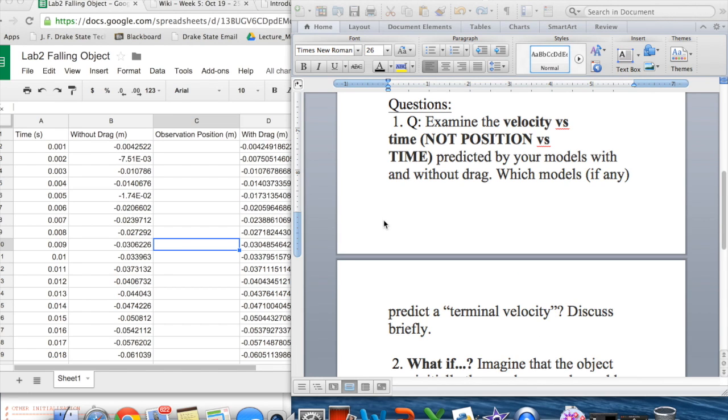Now, to answer the first question, the terminal velocity is when the velocity is constant, making the acceleration zero, so the net force is zero, or the drag force equals the weight force. The terminal velocity can only be predicted by the model with drag force, because without drag force, there's no other force to cancel out the weight force that's going down, which creates acceleration, and we don't want that.